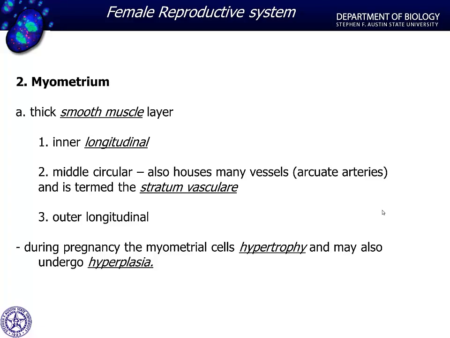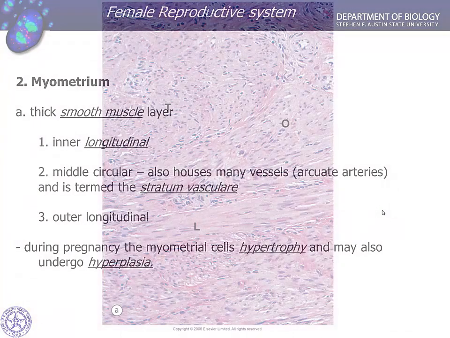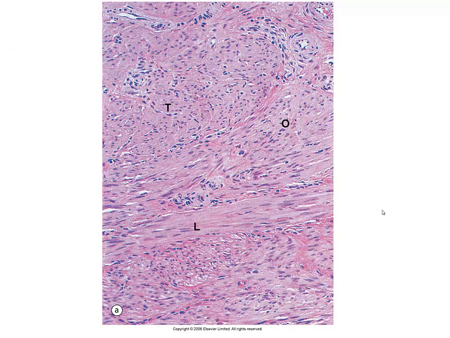Now, typically, muscle cells do not actually increase in number. They increase in size. So it's not surprising that during pregnancy, these myometrial cells undergo hypertrophy. They get stronger. They get bigger. But they also undergo hyperplasia, and they produce more of the smooth muscle cells that will be critical for the process of parturition and childbirth.